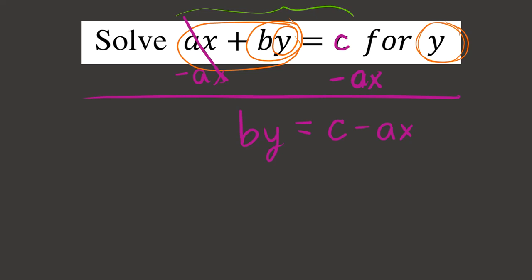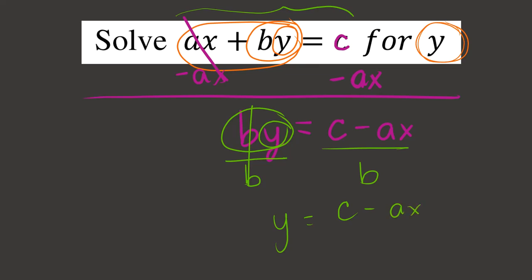All right, next step. I have my b and my y. Same idea with my onion here. That b is multiplying by the y right now. And so to get rid of that multiplication, I've got to use division. If I want to get y by itself, I'm going to divide by b on both sides. And I'm going to end up with y equals c minus ax over b. And that is how you solve a literal equation.